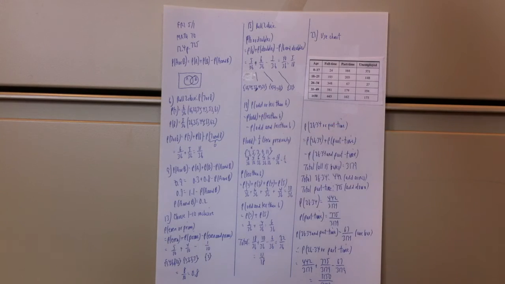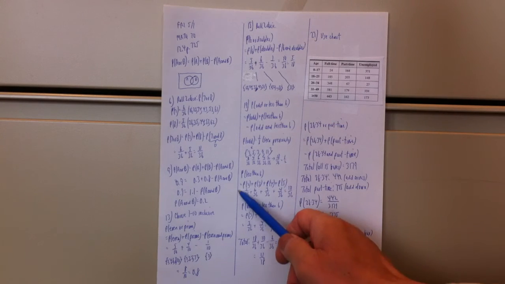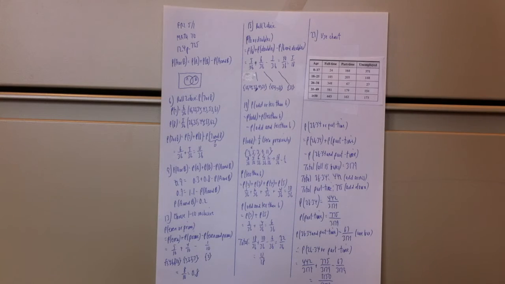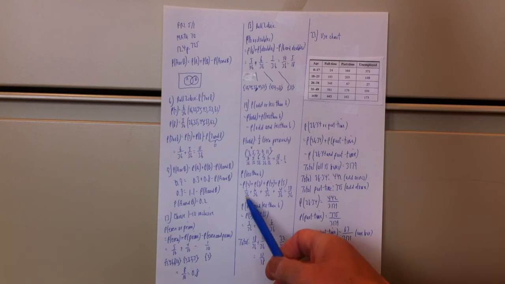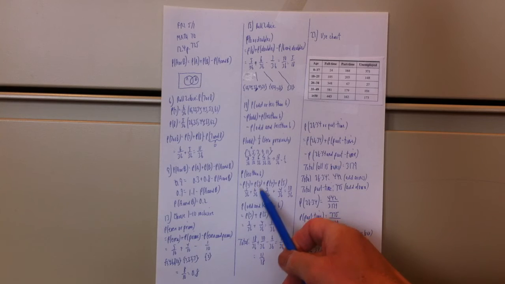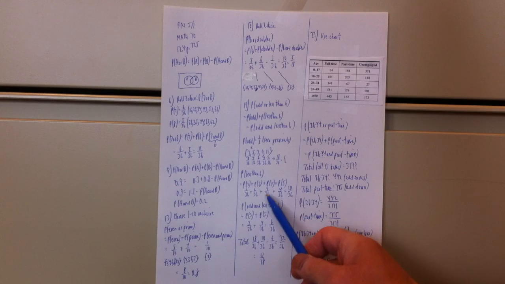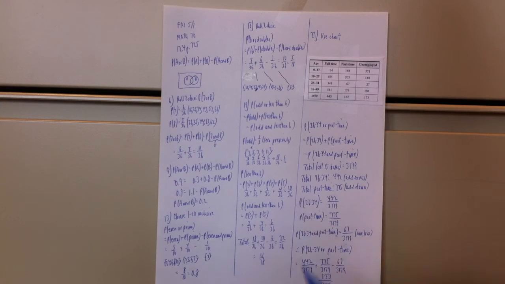Probability of getting a number less than 6. Well, that means you get a 2, 3, 4, or 5. Okay, again, you can work these out. Probability of getting a 2 is 1 out of 36. To get a 3 is 2 out of 36. To get a 4 is 3 out of 36. To get a 5 is 4 out of 36. That adds up to 10 out of 36.